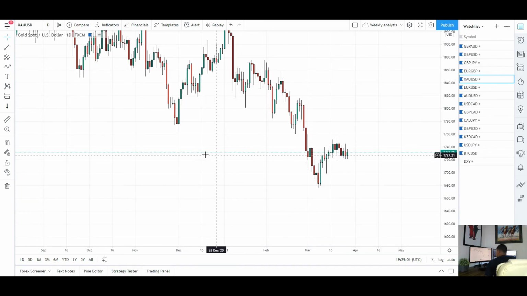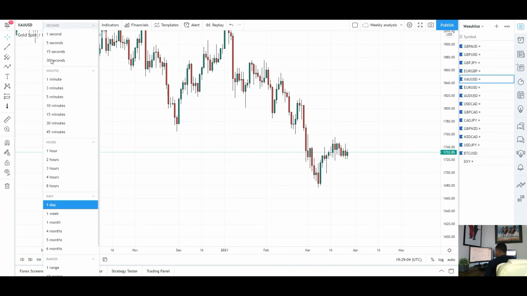So for gold this week, not too much happened. As you can see, price is basically just moving sideways, not very strong bodies there.